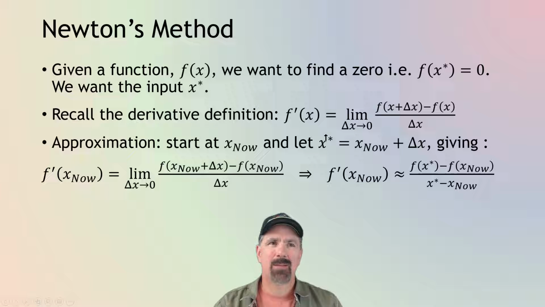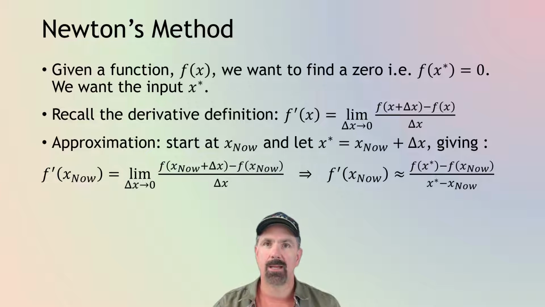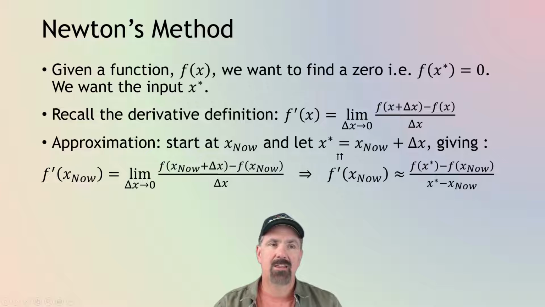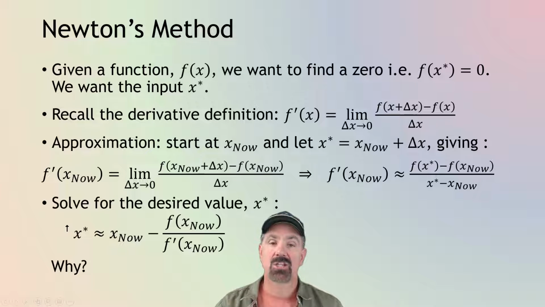And we're going to set up that x star then as where we are now plus the small change in input. Taking a look at the definition for the derivative here, we're going to make substitutions into the definition, and we're going to remove the limit. Removing the limit gives us an approximation. And we're going to focus on where we are right now and then moving to a better approximation for the zero. So we're going to take this item here and we're going to solve for what we're actually after, which is x star. This is the input, which would give us an output of 0.